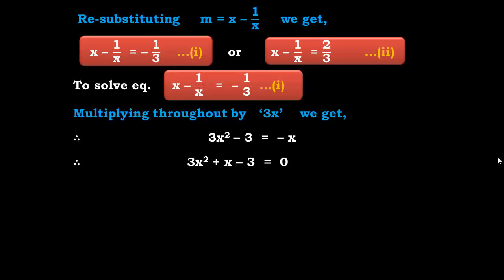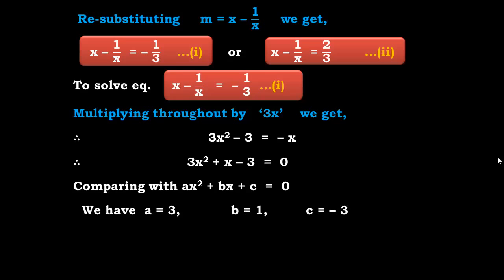So we can use the formula method, comparing with ax square plus bx plus c is equal to 0. A is equal to 3. B is equal to 1. C is equal to minus 3. Therefore, b square minus 4ac is equal to 1 square minus 4 into 3 into minus 3. So 1 square plus 36, it will become b square minus 4ac is equal to 37.